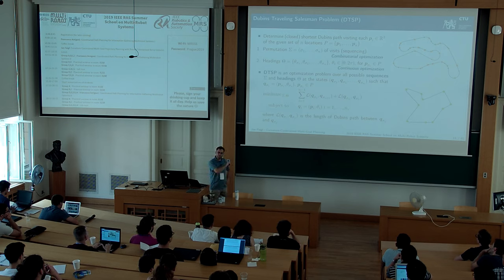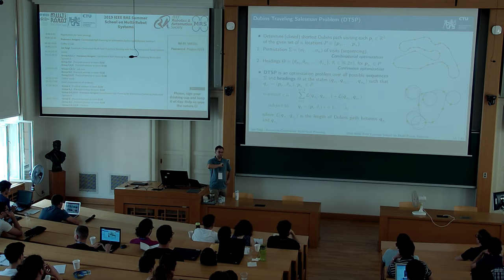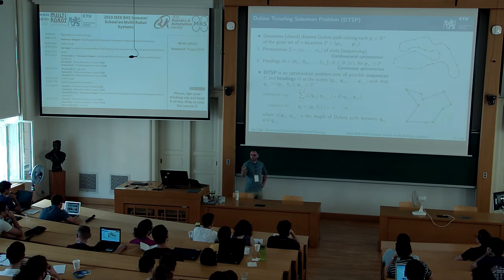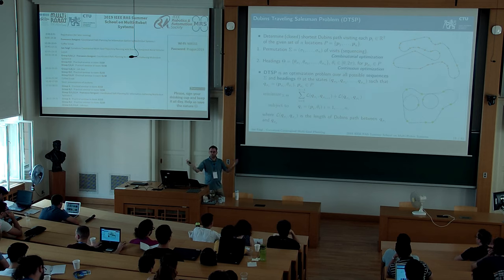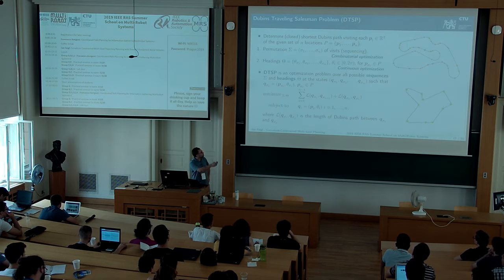But imagine that we also need to figure out the optimal headings at particular locations, which is a continuous optimization. So we have n locations, and for each location we need to figure out the optimal heading. So you can choose n variables from the interval 0 to 2π. It's a complex combination of combinatorial and continuous optimization problem.